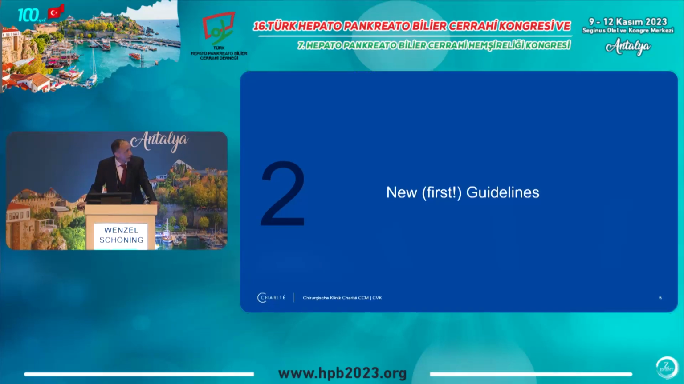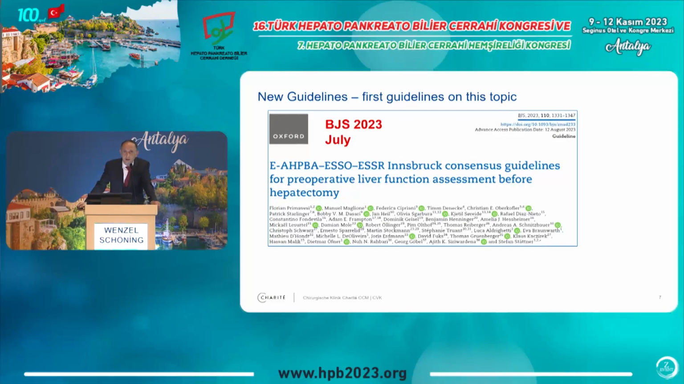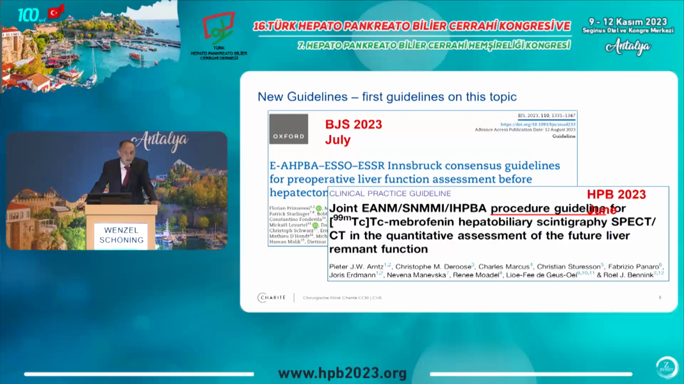So we have guidelines. They were published this year in July, so very new guidelines on this topic. These guidelines were from the EAHPBA, ESSO and ESSR consensus guidelines for preoperative liver function assessment before hepatectomy. There's another guideline published this year in June about mebrofenin hepatobiliary scintigraphy, but this is more or less a procedure guideline, and there is no comparison between the different methods for functional assessment, so I will not focus on this guideline, but for this talk I merely focused on the British Journal of Surgery guideline.